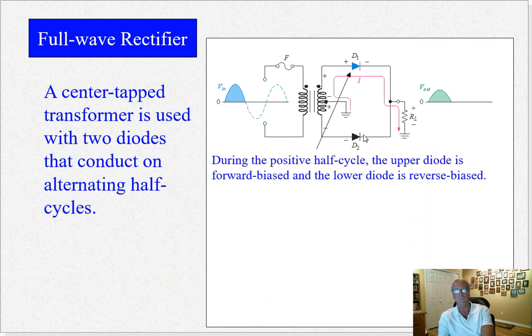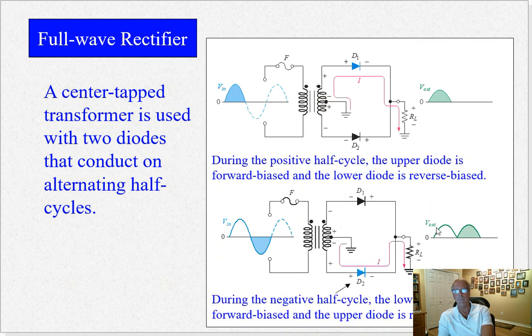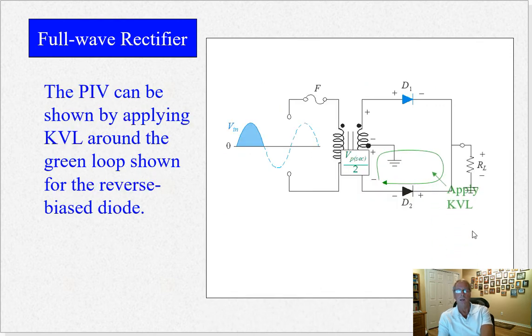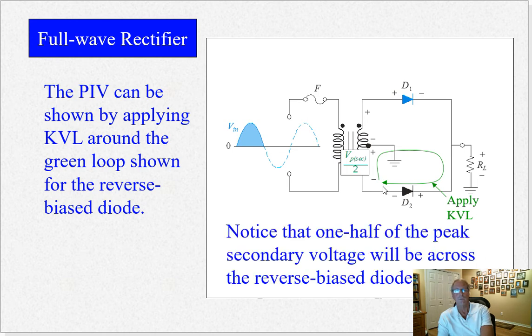See if they have a picture of that. Yeah, so you're going to get both humps. I keep calling them humps. Both cycles of the AC waveform are coming out, and this is much more efficient. You're using a lot more of your input power that way, right? And you can apply KVL to find the peak inverse voltage. Now, the peak inverse voltage on this is going to be the secondary voltage divided by 2, because you only have half of it, right? It's center tapped. So that's a good thing.